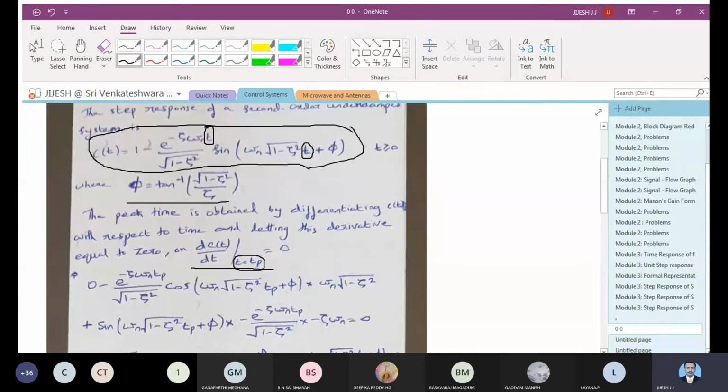I think all of you might have differentiated it. All of you got the same equation? Have you completed the differentiation and got the same equation? Yes, sir. Okay, fine. So we will just continue this further. Our main focus is to find out Tp.